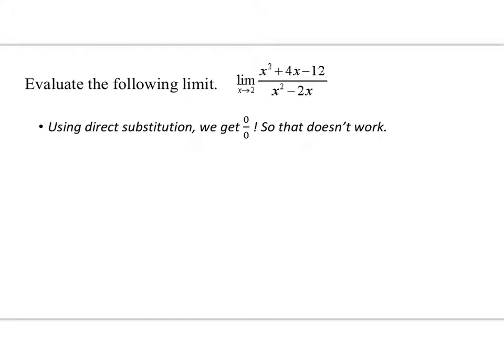All right, so we want to evaluate the limit as x approaches 2 of x squared plus 4x minus 12 over x squared minus 2x. Well, if I just plug 2 straight in, I'm going to get 0 divided by 0. That doesn't work. I can't do it. So what I can do first is try to simplify. So I'm going to look at x squared plus 4x minus 12 over x squared minus 2x.